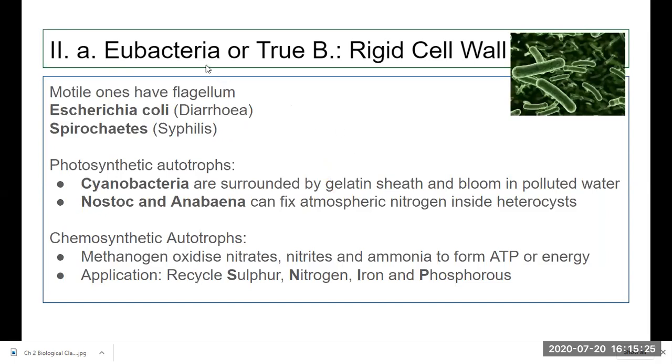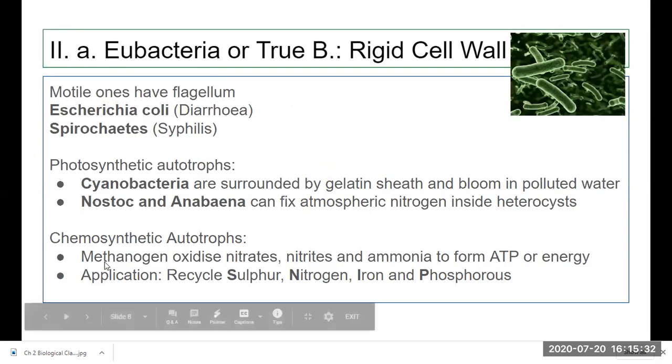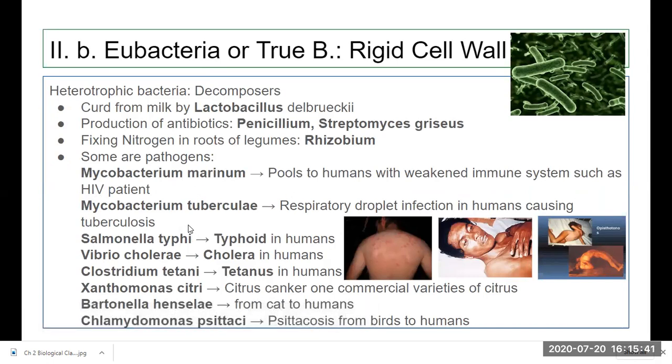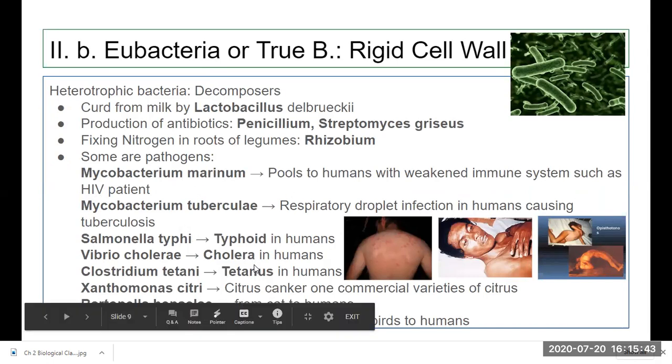We discussed that eubacteria are photosynthetic autotrophs, cyanobacteria, nostoc, and anabaena, chemosynthetic like methanogens, and then heterotrophs. And in heterotrophs, we read about the pathogenic ones, such as typhoid, cholera, tetanus.